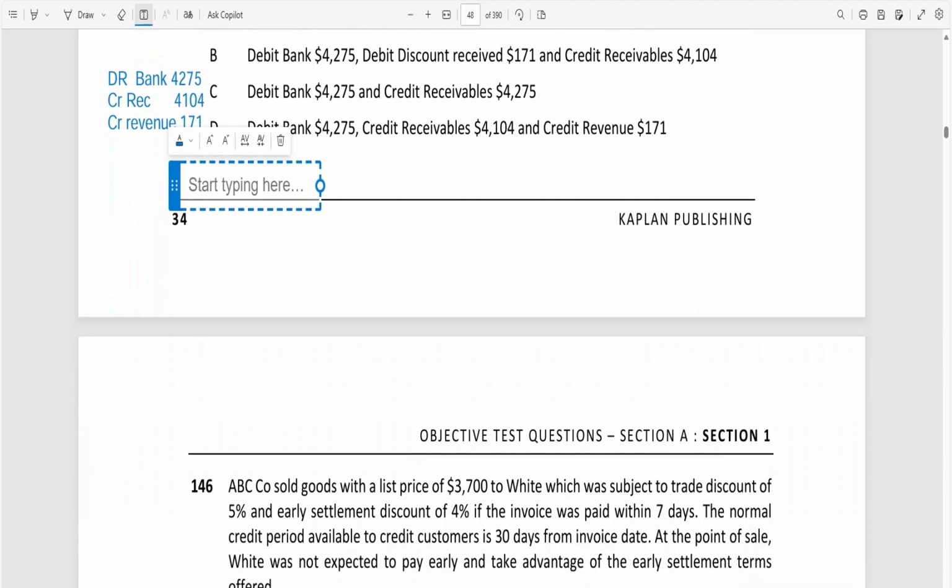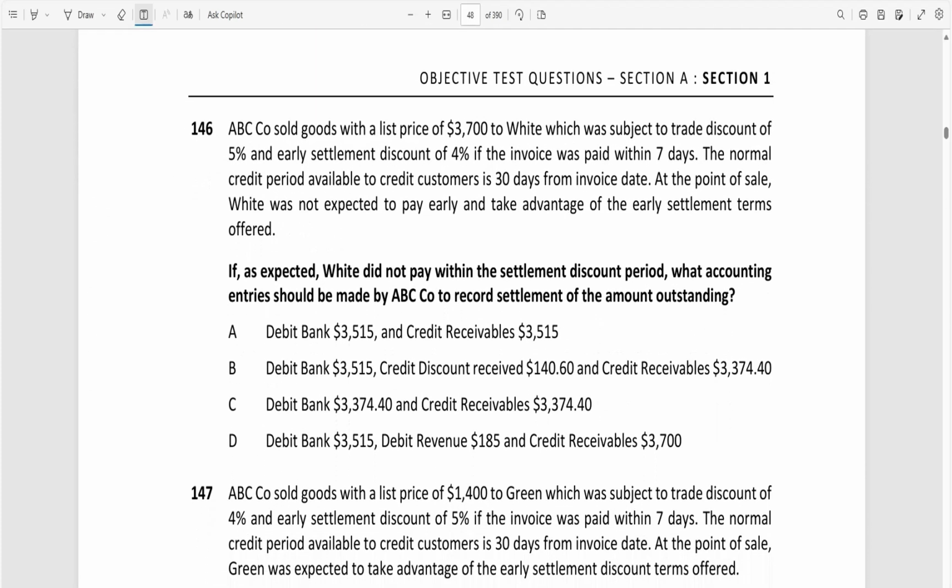Okay, let's move to the next question. ABC company sold goods with a list price of 3700 to White, which are subject to trade discount of 5% and early discount of 4% if the invoice was paid within 7 days. The normal credit period available to credit customers is 30 days from the invoice date. At the point of sale, White was not expected to pay early and take the advantage of early settlement terms offered. If, as expected, White did not pay within the settlement discount period, what accounting entry should be made by ABC company to record the settlement of the amount outstanding?